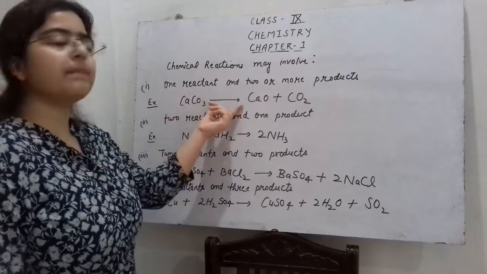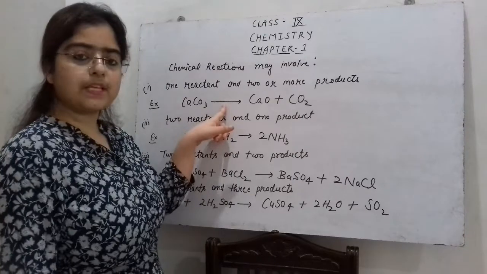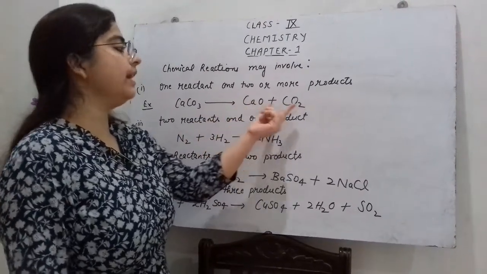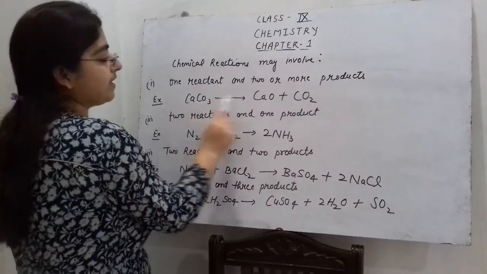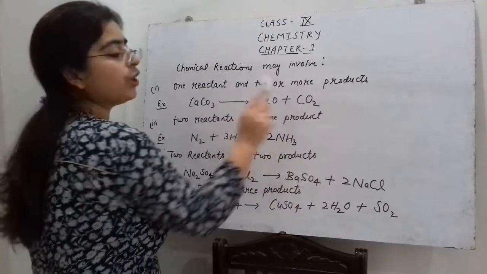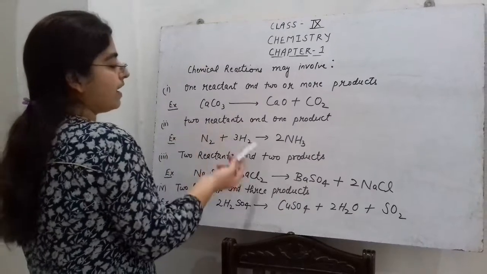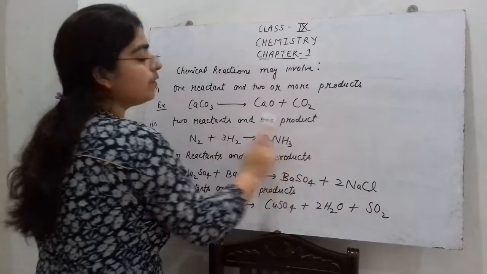It undergoes a thermal decomposition reaction, meaning when it is decomposed in the presence of heat, it decomposes to give out calcium oxide and carbon dioxide. So here only one reactant is there and two or more products are formed, but in this case we see only two products are formed. Then in the second case, a chemical reaction can have two reactants and one product.